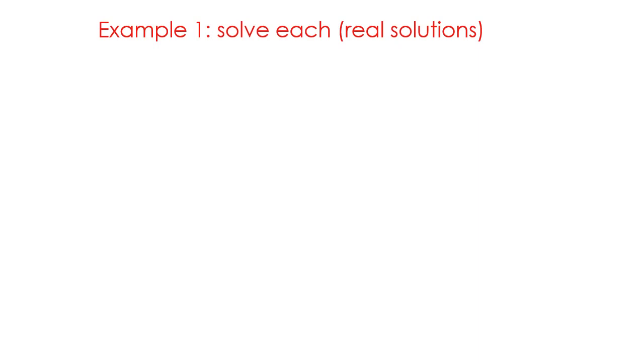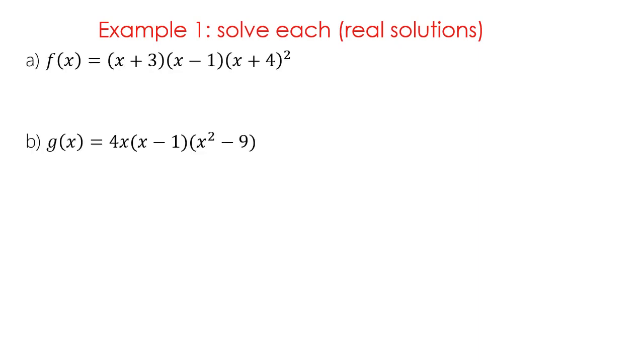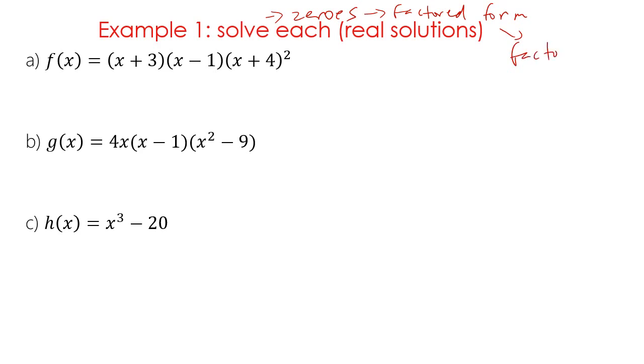Our first example, we are going to solve each one of these. And whenever you see solve, your mind has to go to, I am finding my zeros. How do you get to zeros? Factored form, which means you have to factor. That should be your thought process. These three, well, two of these three are already factored for you.